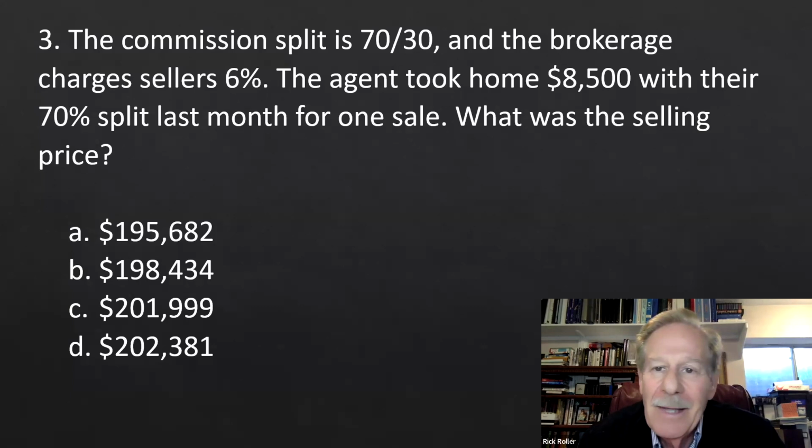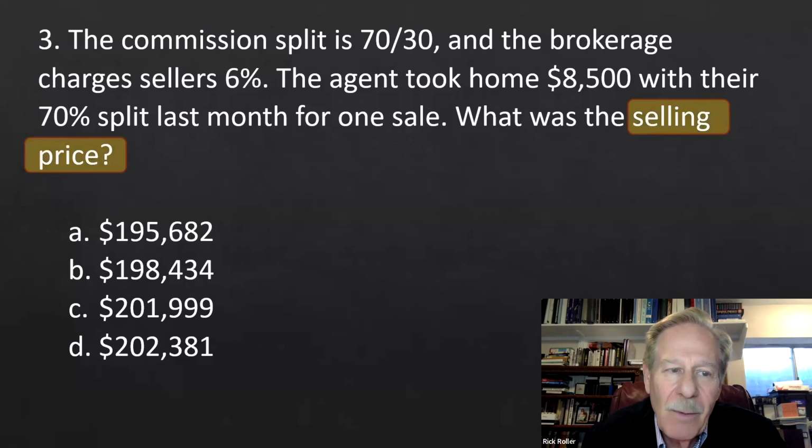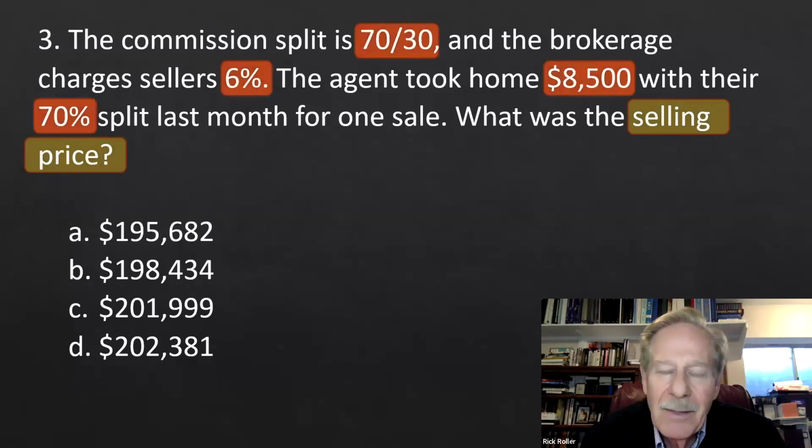So 8,500 with their split of 70%. Last month was one sale. What was the selling price? The first thing you've got to do is look at all the numbers we need. Well, we know we're on a 70-30. We know the brokerage charges 6%, and your share was 70% of that, which was $8,500.